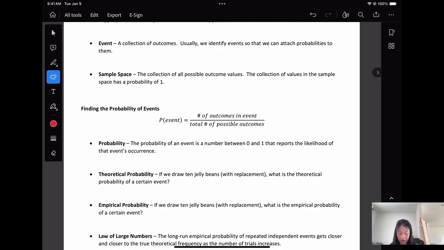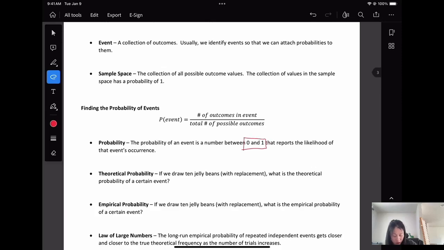The probability of an event is a number between 0 and 1 that reports the likelihood of the event occurring. Remember that it should be between 0 and 1. If later, when we're adding or multiplying probabilities, your result is greater than 1, that means you might have done something wrong.